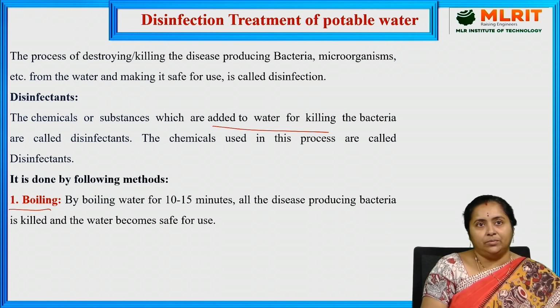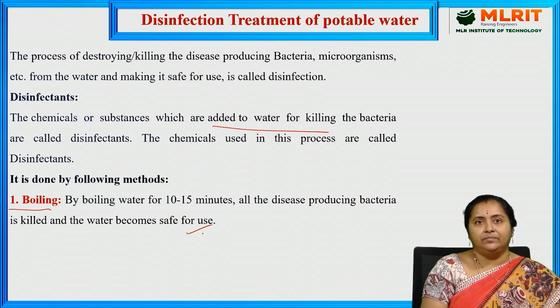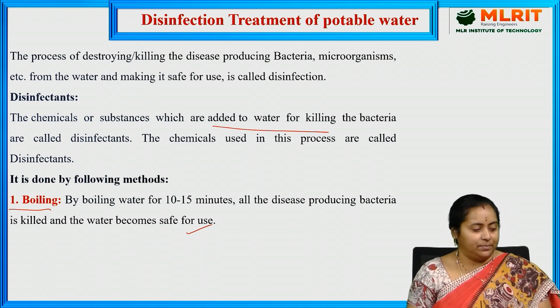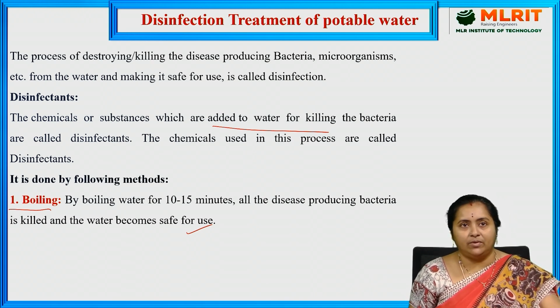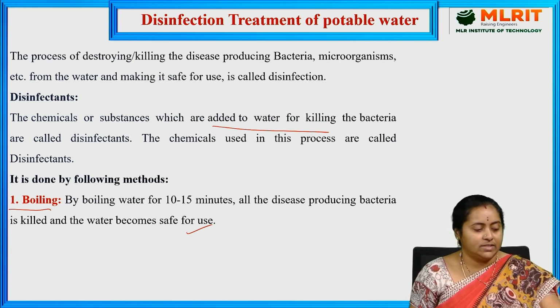Generally, for domestic purposes, in olden days, we used to boil the water for at least 10 to 15 minutes so that disease-producing microorganisms like bacteria, algae, and fungi get killed and the water becomes safe for usage. This is the oldest, traditional method, and we prefer this boiling method for small amounts of water, that means domestic drinking water purposes. If it is a huge amount, we cannot adopt this boiling method, but this is one of the oldest and traditional methods.